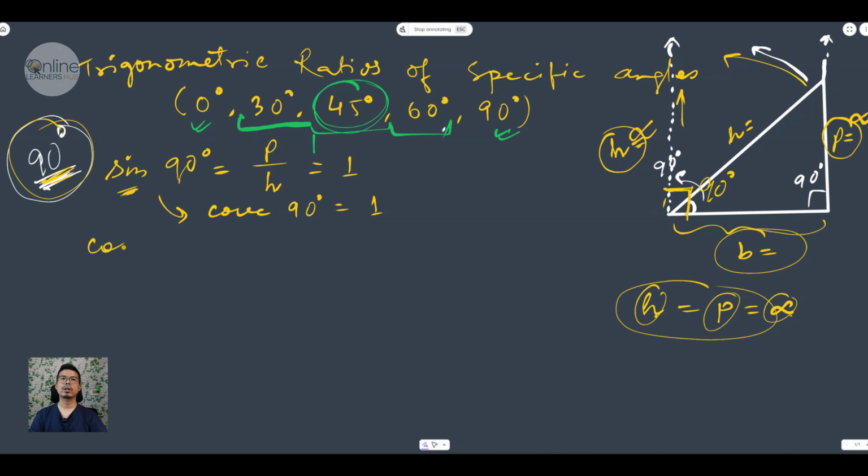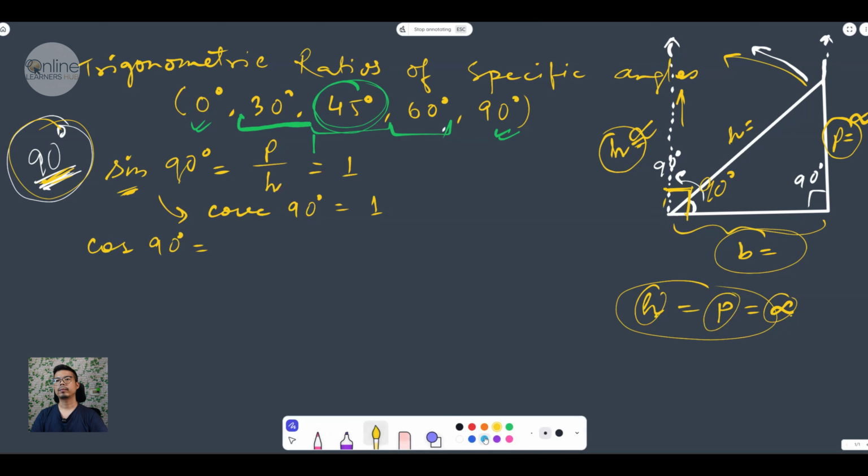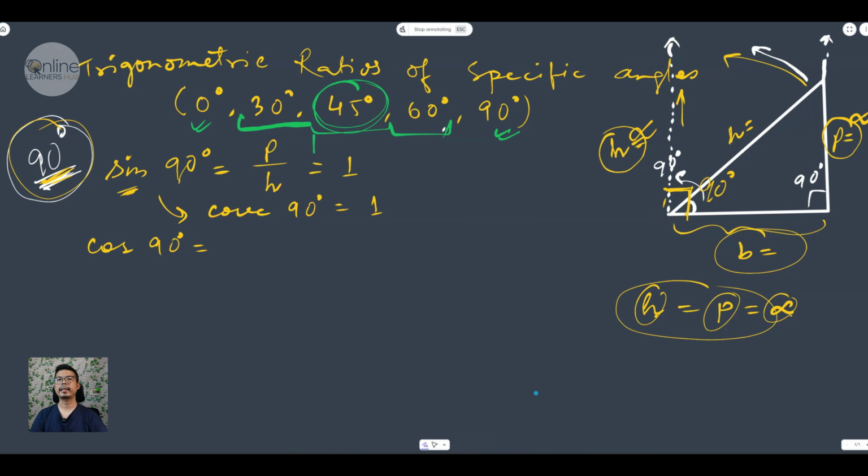Now let's look at cos 90. What is cos 90? What is the ratio of cos? Some people have curly black hairs. C stands for curly, black hairs. B by H. What is B here? Any finite value is B. This is B. And what is the hypotenuse? Okay, the hypotenuse is infinite. It will keep going till eternity.